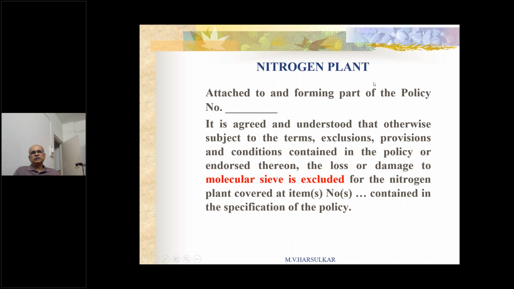Then nitrogen plant. In a nitrogen plant, the molecular sieve is again a non-metallic thing, so it is specifically excluded. Even if it is metallic, they exclude it because it gets clogged and has to be replaced over a period of time.